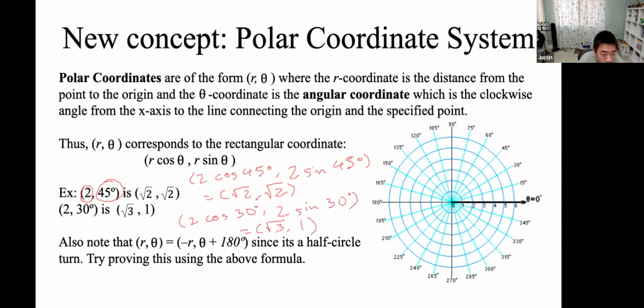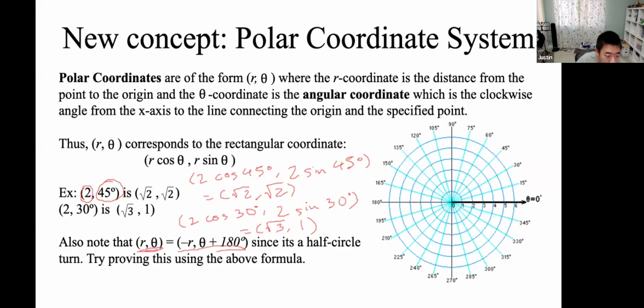Okay, so you can also find that r comma theta is actually the same point as negative r comma theta plus 180 degrees. And intuitively, this is because, as Alex explained, you go halfway around the circle, and then you go backwards instead of forwards.